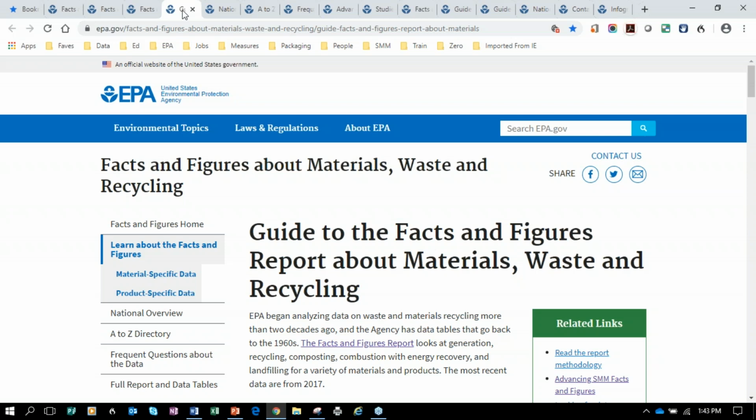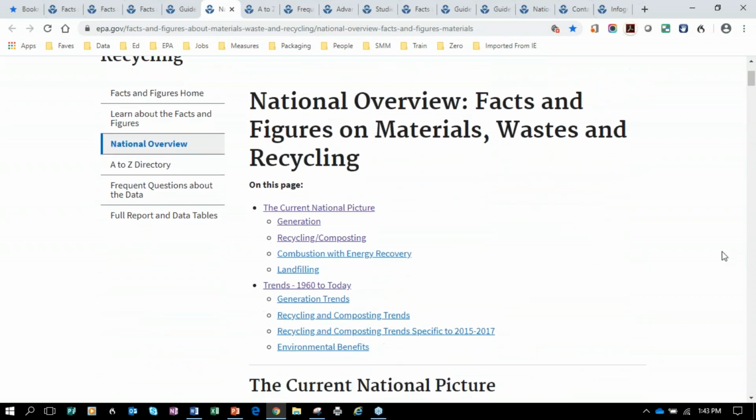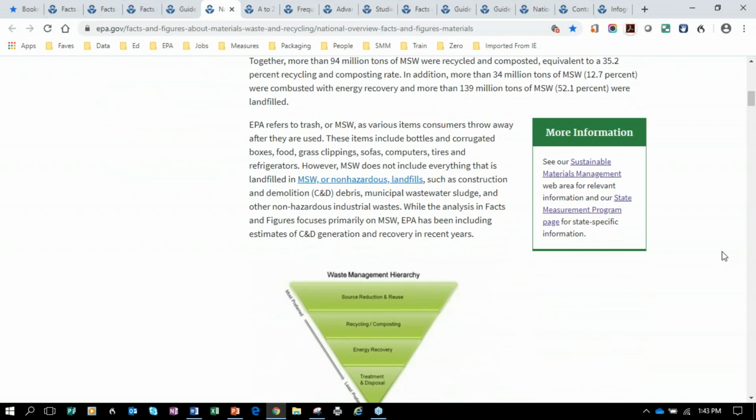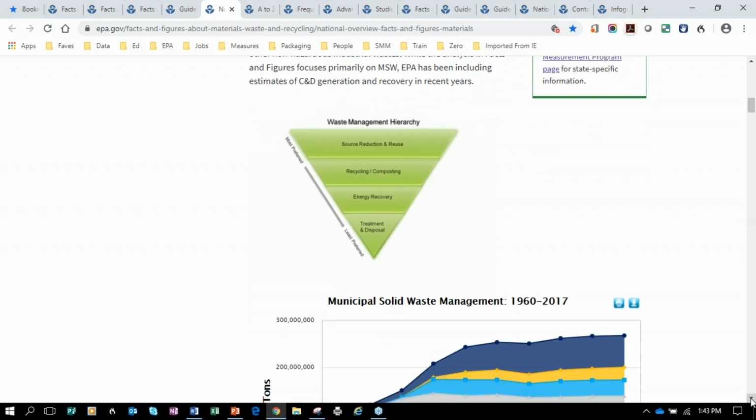The second part is to learn about facts and figures, where you can actually get material-specific data and product-specific data. And that's this page right here. And there is also the national overview, and we'll look at that next, where you actually get a snapshot with some integrated pictures and links to the methodology. And starting with, of course, the important piece of the puzzle, the waste management hierarchy, where source reduction and reuse is at the top of the hierarchy, recycling and composting comes next, followed by energy recovery, and then treatment and disposal and landfilling, and the pathways involved.